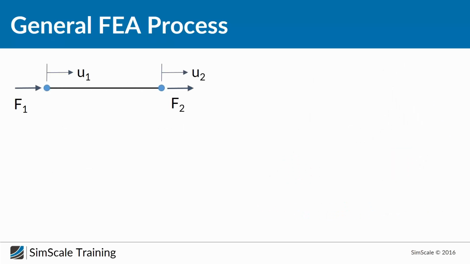And this is a very simple example. Just imagine we have a metal bar, and you don't want to look for an analytic solution, but you want to apply a finite element analysis. What you would do in the easiest case is to represent this bar by one finite element, a beam element.